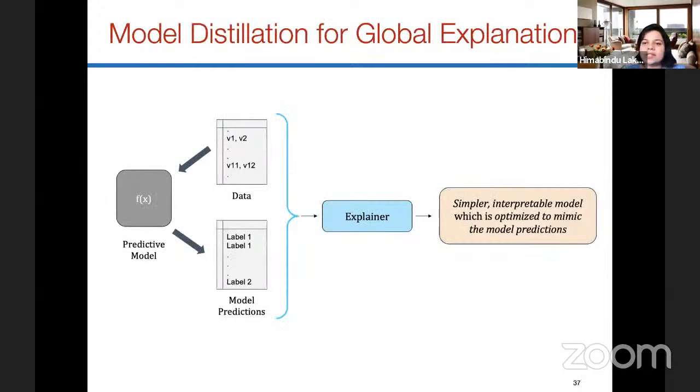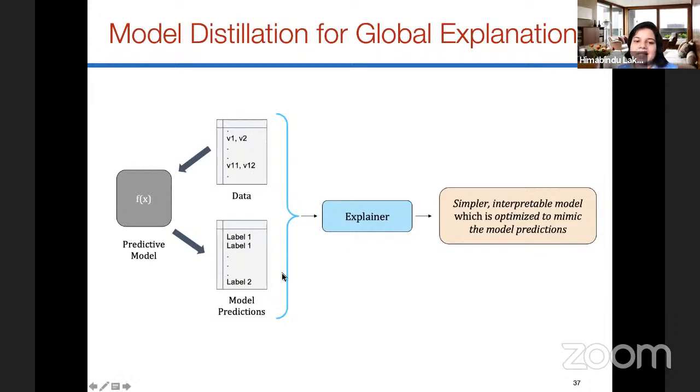While there are several strategies for global explanations, one strategy that has been used commonly by at least a few approaches is model distillation. And what is happening here? The approach is actually very simple. Let's say we have some input data and we have this black box that we want to explain. We throw the data into the black box and get the model predictions. We take everything as input to this explainer algorithm, and we output a simpler interpretable model that just mimics this black box, right?